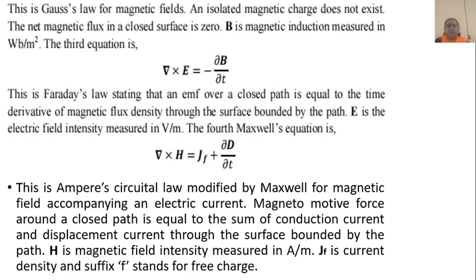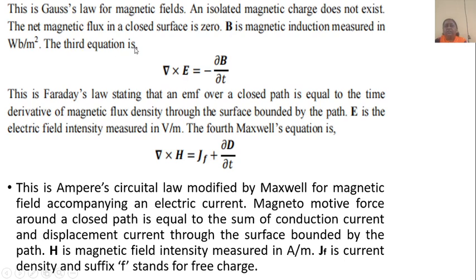This is Gauss law for magnetic fields, and isolated magnetic charge does not exist. The net magnetic flux in a closed surface is 0. We know that B is a magnetic induction measured in Weber per meter square.